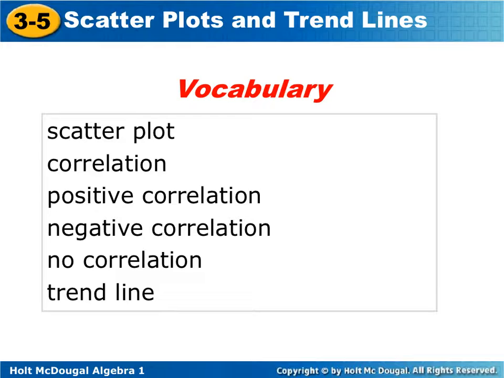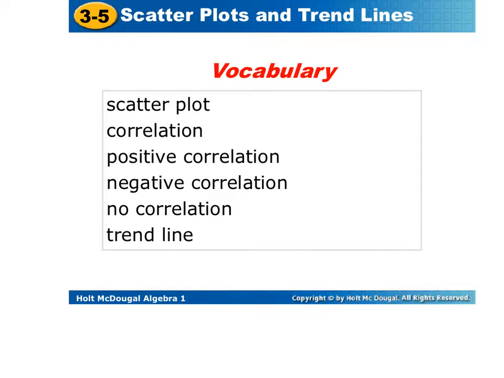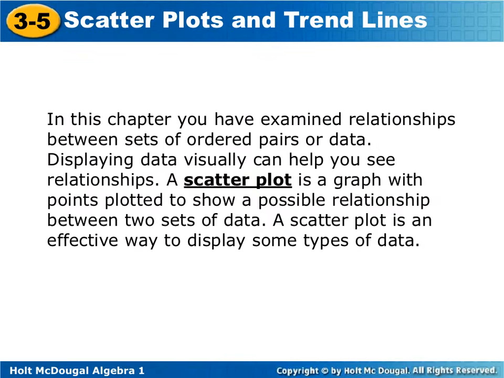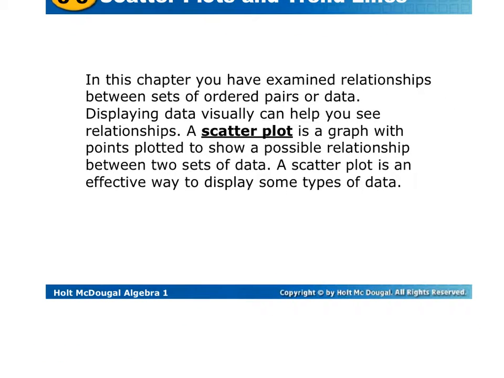This is the vocabulary that you will see. Most of the questions on the test are going to have one of these 3 choices as an answer. So again, you're going to have to identify the correlation. So in this lesson, you are going to examine relationships between data sets. And you're going to plot points if necessary to show the possible relationship between the 2 data sets. And this would be an effective way to display some data.